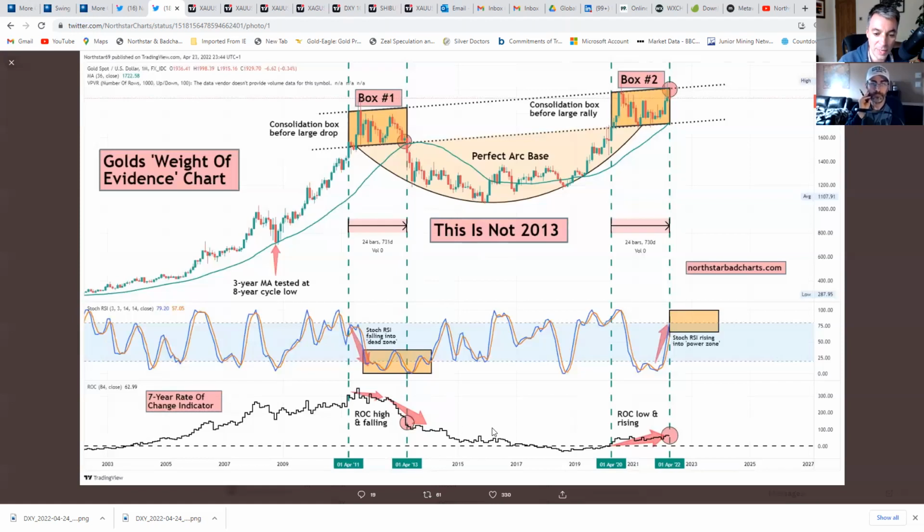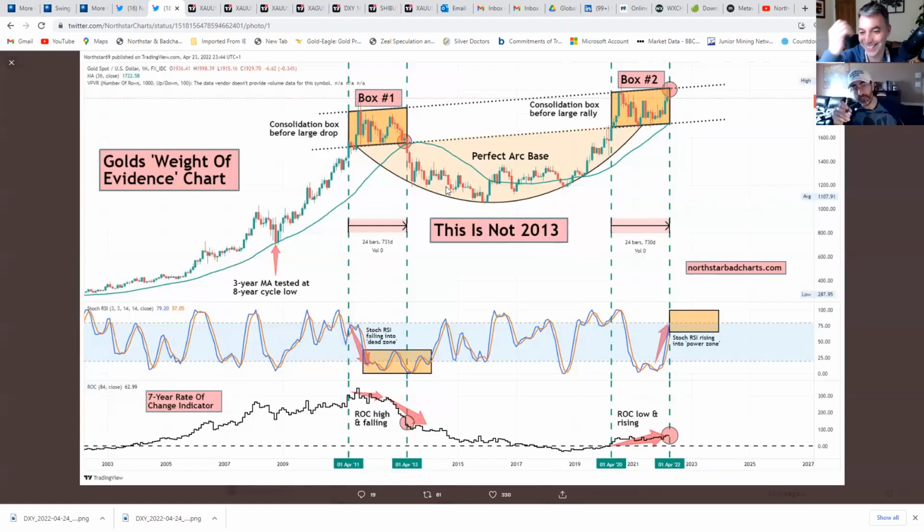So is that what's happening now? Is the rate of change high and falling? Well, no, the rate of change is low and rising. So instead of falling towards the 0 line, it's actually been below the 0 line and it's now rising back up above it. So it's the 180-degree opposite of what happened in box number 1. So this supports the data we're getting from the stock RSI in telling us that box number 2 is going to resolve itself in the complete opposite direction to the way box number 1 did. Rest my case for gold's defense.